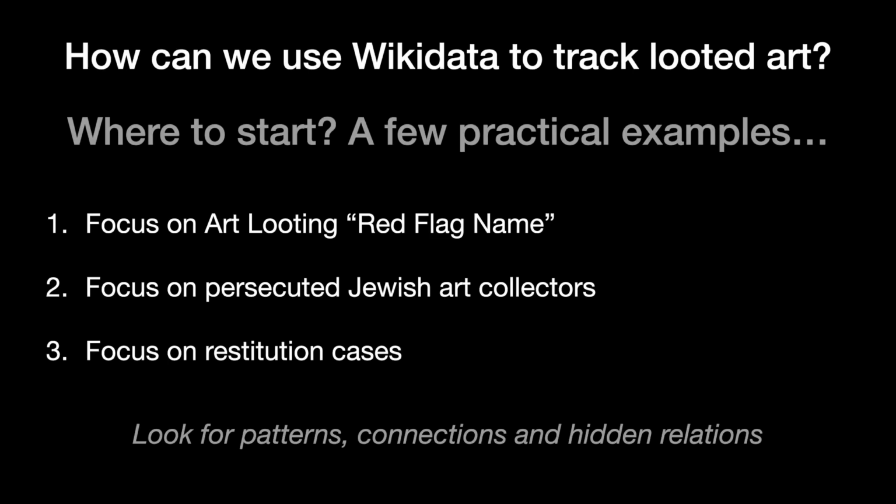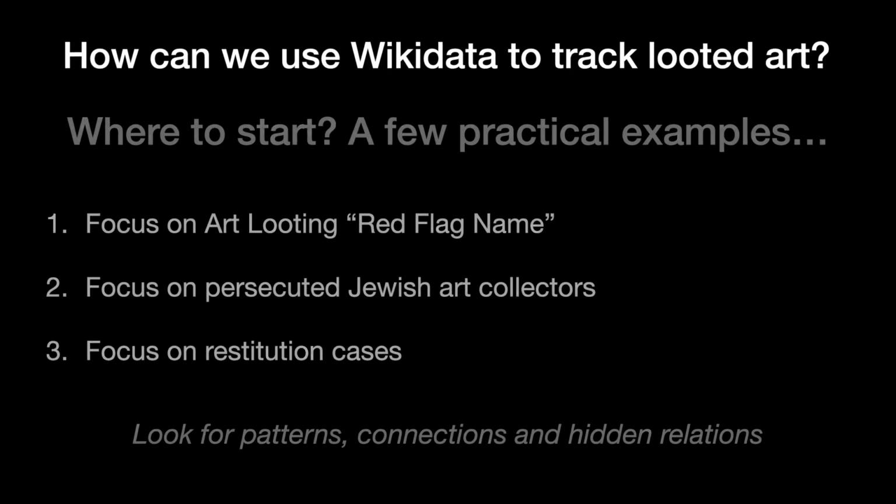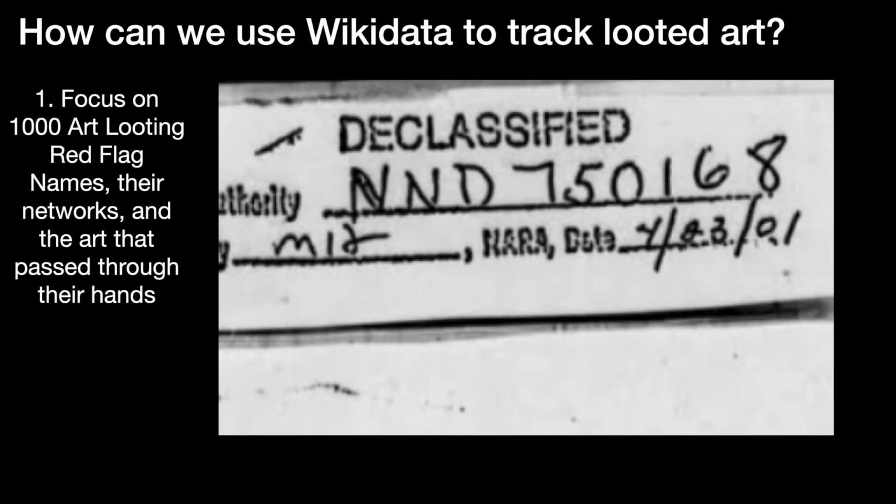So how can we use Wikidata to track looted art? A couple of examples of things we can do. We can start with a red flag name. We can focus on persecuted Jewish art collectors and work out from there. We could look at restitution cases and work backwards from there. We could start with an exhibition that occurred at a certain time and work forward to the future. There are a number of things we could do. I'm going to illustrate a couple of them. They give you an idea.